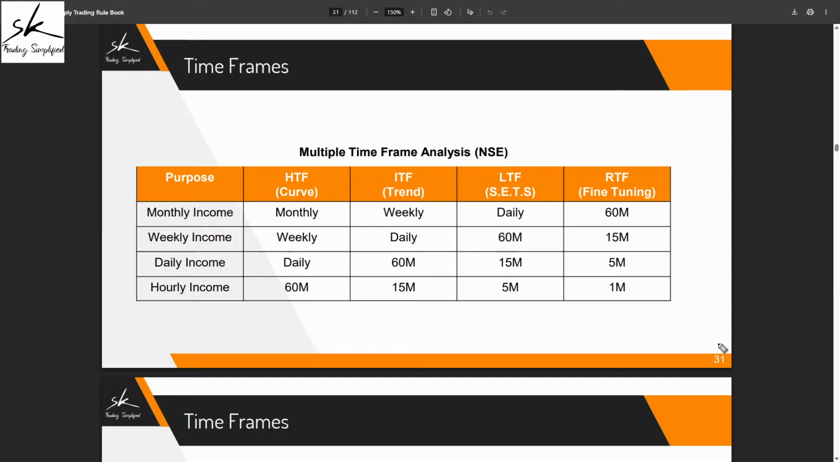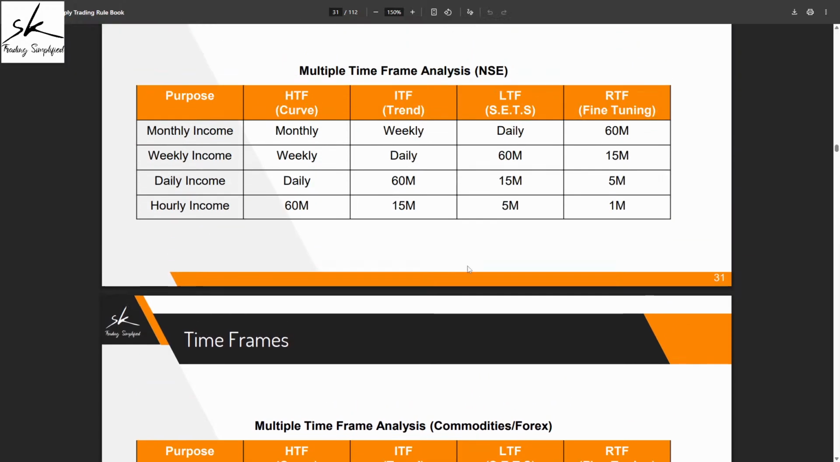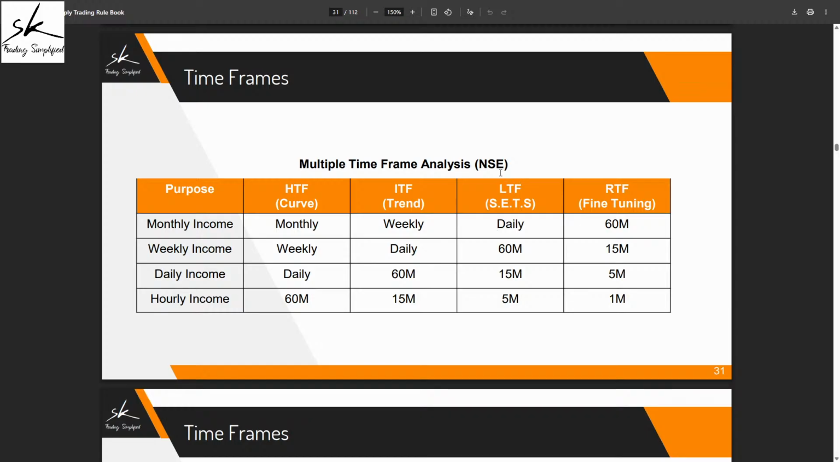Now mind that this table, which is on page number 31, is specifically for the NSE market, because this market is only open for 6 hours and 15 minutes. But when you're trading markets which are open for longer durations, like your commodities, forex, cryptocurrencies, maybe some international markets, then you can use the table which is on page number 32. Since I will be taking examples from the NSE, I will be following this table.